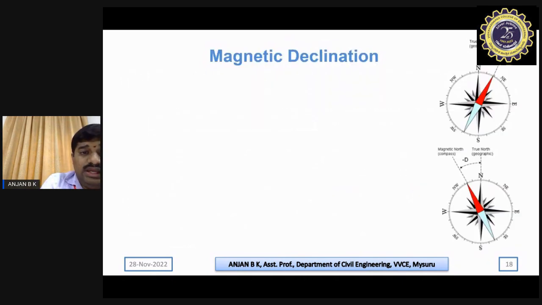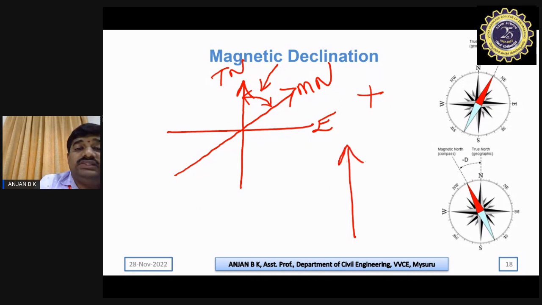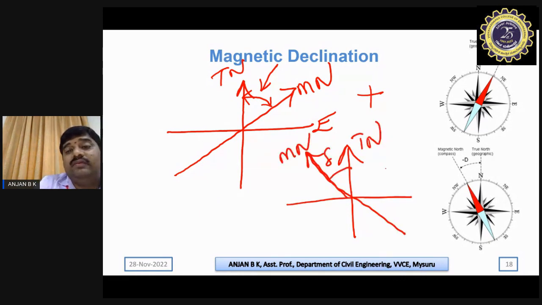So for example, you have a line, and this is the true north. The difference in angle between the magnetic north and the true north is called magnetic declination. If it is towards east, then the declination is positive. If the magnetic declination is towards left, that is towards the west, then this declination will be negative, western side.